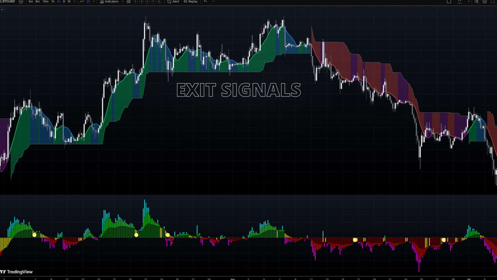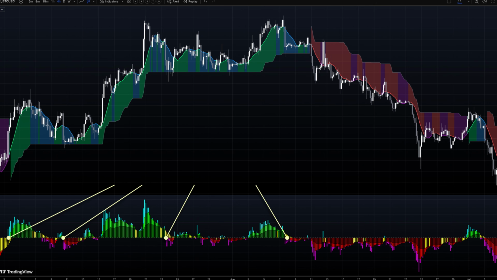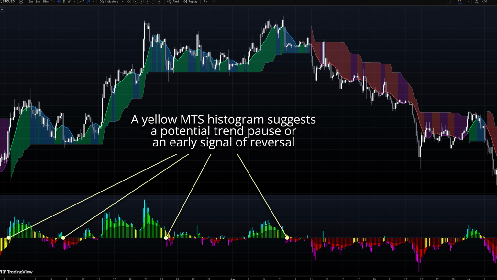Exit signals. Watch for early warning signs when Madrid trend squeeze turns yellow, indicating a potential trend pause. Confirm exits when MAST trend changes color from green to purple for longs, or red to blue for shorts.